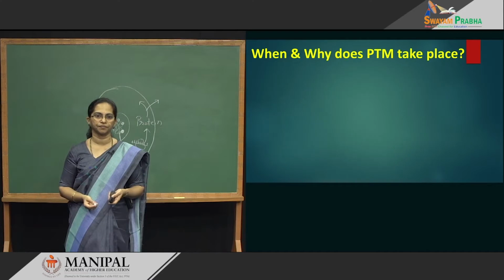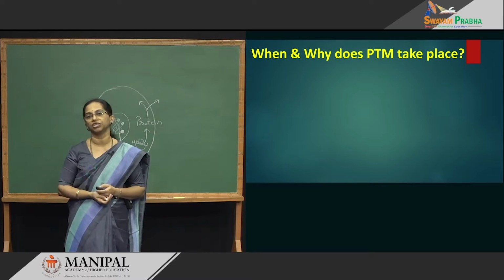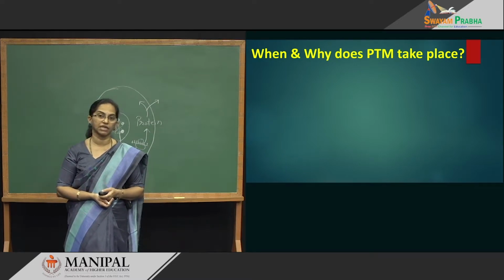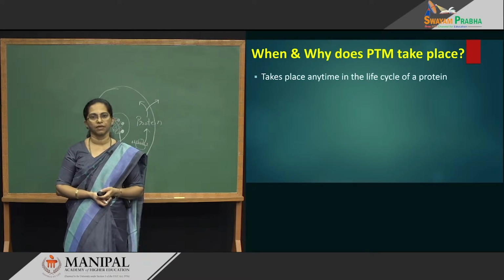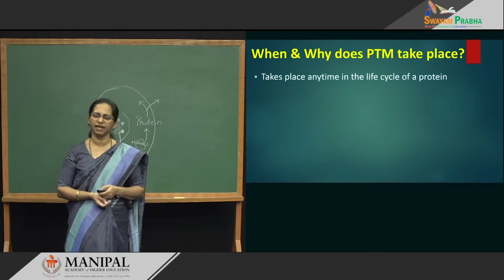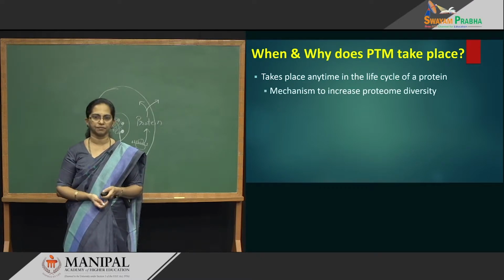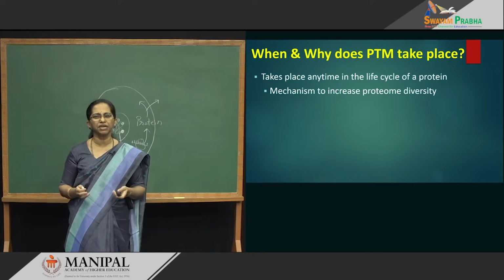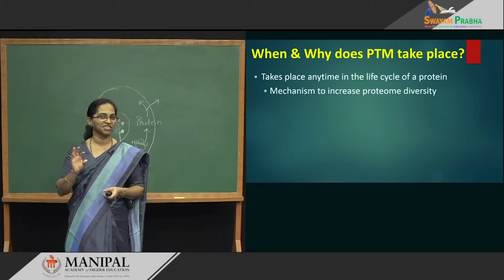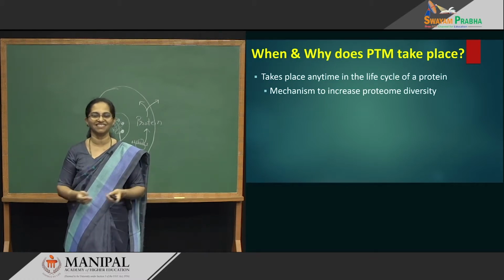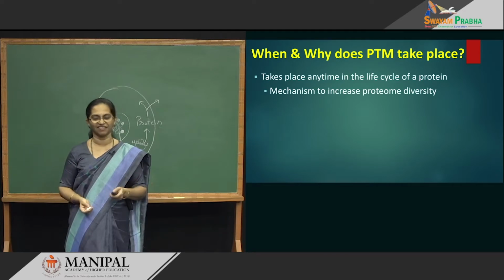When and why does post-translational modification take place? So, it can happen any time in the cell cycle, any time of the life cycle. Why do we do this? Why do we need it? You have a protein, right? You use it. Why do you try to modify it? That is because, remember the initial fact what I told you. We just have 20,000 genes, but how many proteins do we need? 1 million. So, this is one of the mechanism to increase the number of proteins, to increase the diversity.